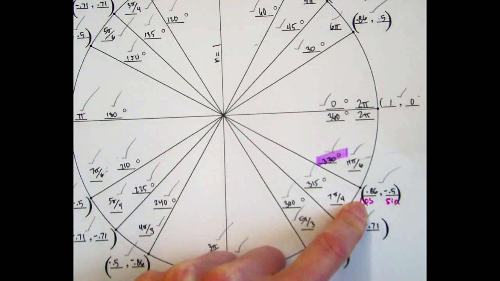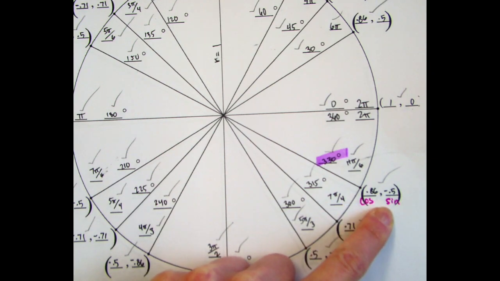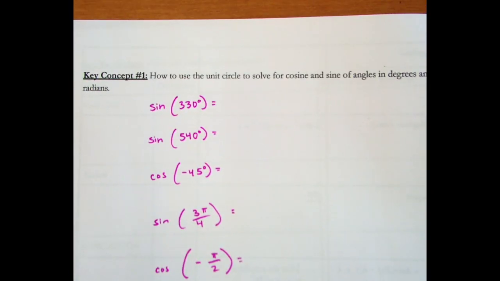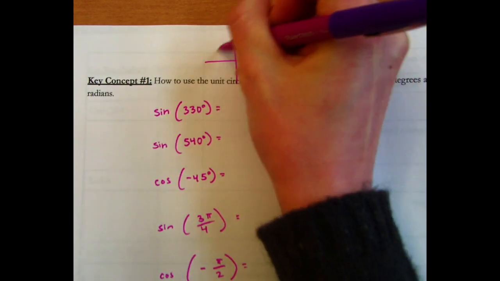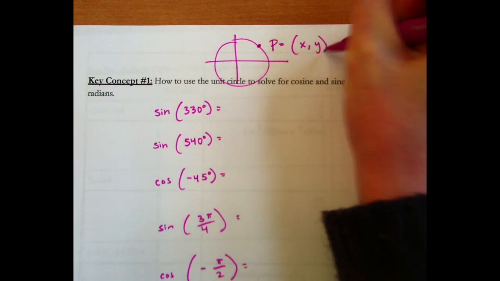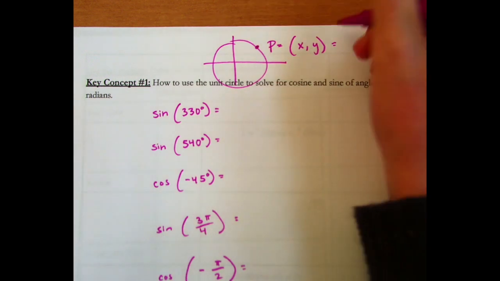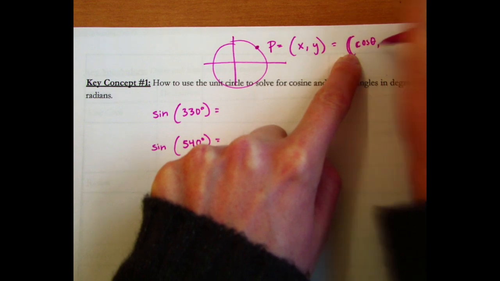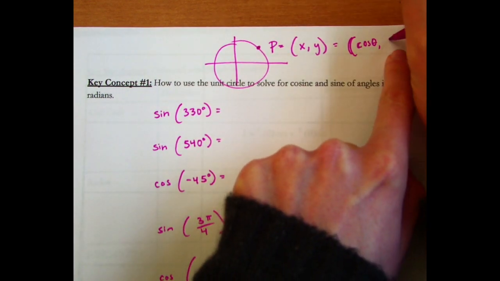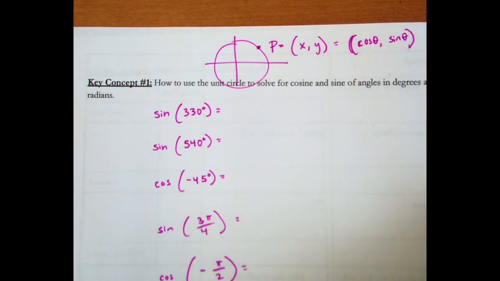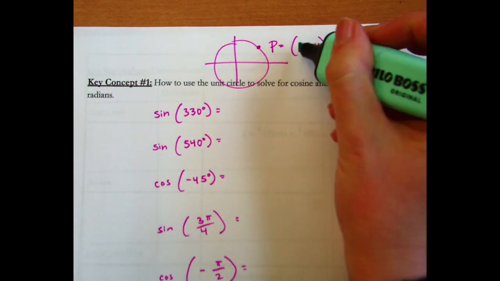The key thing to remember, and this is probably for half of the Quest, this is the key fact. For any point on the unit circle P, with coordinates x comma y, the ordered pair, the x value corresponds to the cosine of whatever angle is in question, and the y coordinate corresponds to the sine of whatever angle is in question. If you remember that, it's going to make your life a lot easier. X value cosine, y value sine.